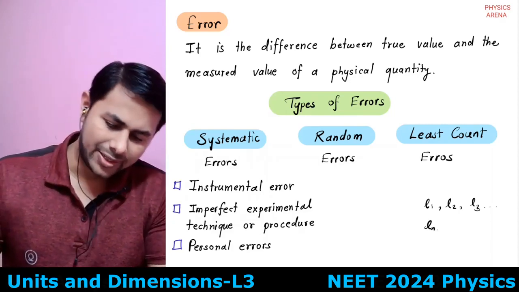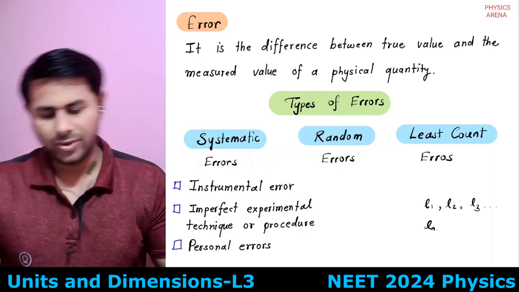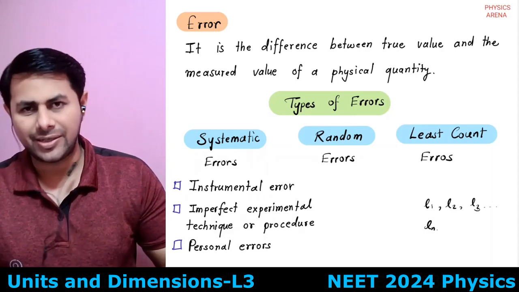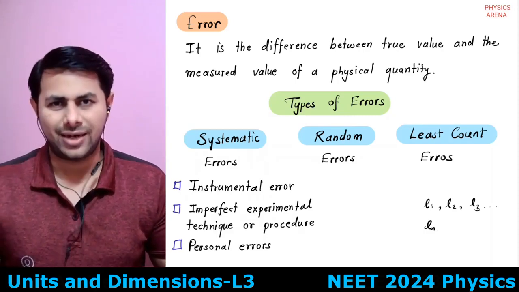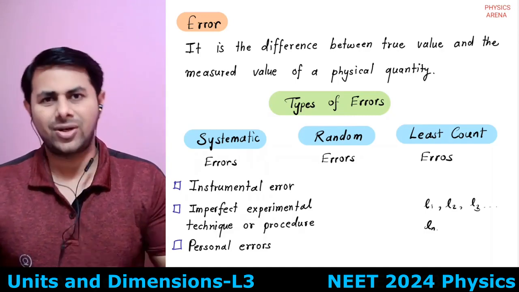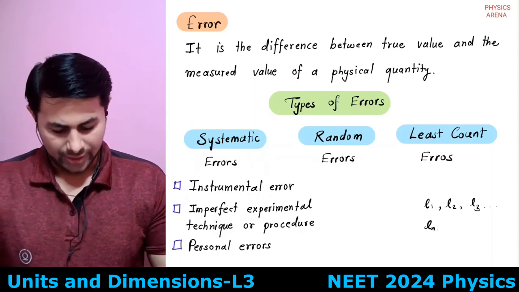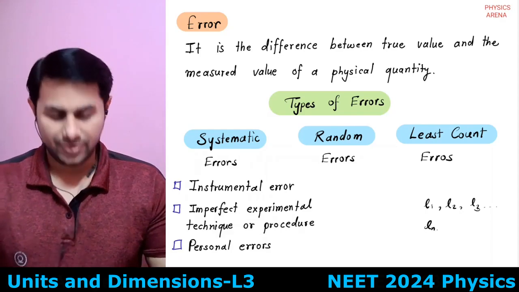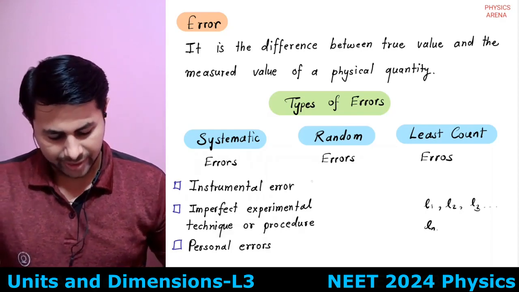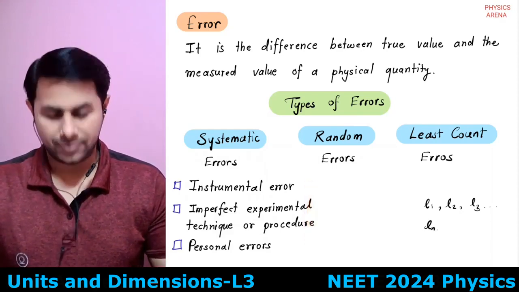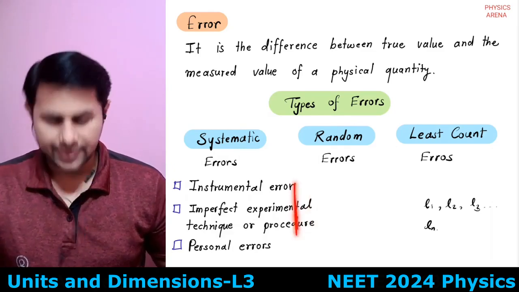If you look from right, it will be shifted towards left. If you look at it from left hand side, it will be shifted towards right. So it will be less or more compared to the actual reading. Okay, so this is the personal error. All of these can be rectified once you know about them. So these errors can be rectified.